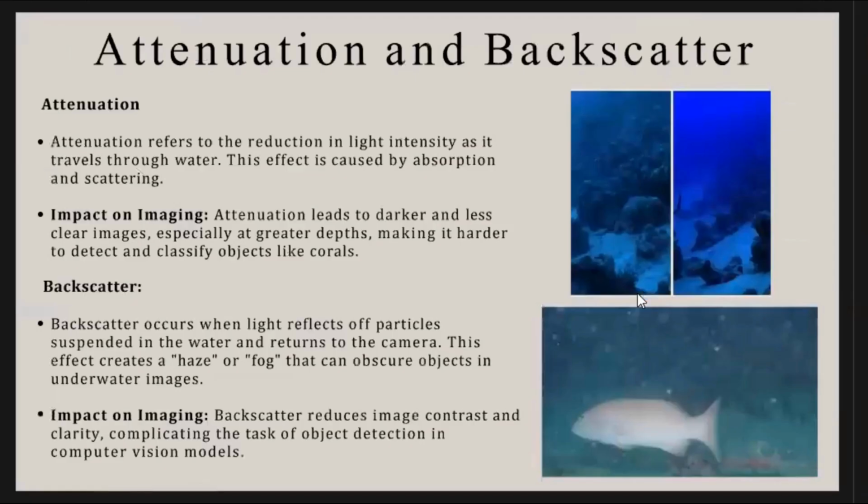So what is attenuation and backscatter? Attenuation refers to the reduction in light intensity as it travels through water. This effect is caused by absorption and scattering. As you can see, the left side indicates the non-attenuated image and the right side indicates the attenuated image. As the range increases, the image becomes darker and less clear to see. Backscatter occurs when light reflects off particles suspended in water and returns to the camera. The effect creates a haze, fog, or blurry effect that can obscure objects in underwater images.